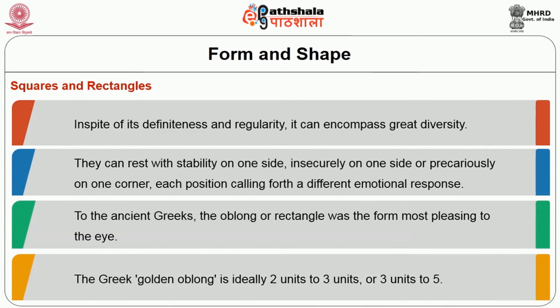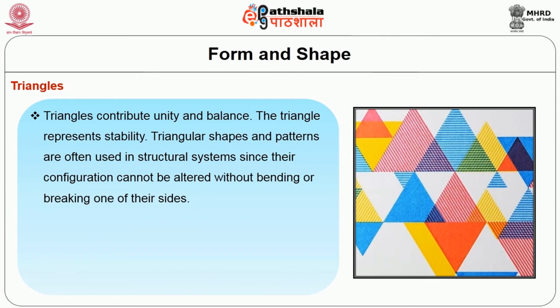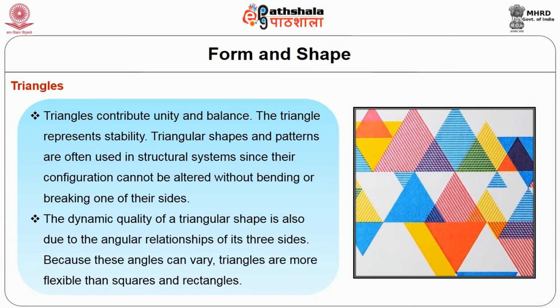The Greek golden oblong is ideally 2 units to 3 units or 3 to 5 units. Triangles. The triangles contribute unity and balance. The triangle represents stability, and triangular shapes and patterns are often used in structural systems since their configuration cannot be altered without bending or breaking one of their sides. The dynamic quality of a triangular shape is also due to the angular relationship of its 3 sides.